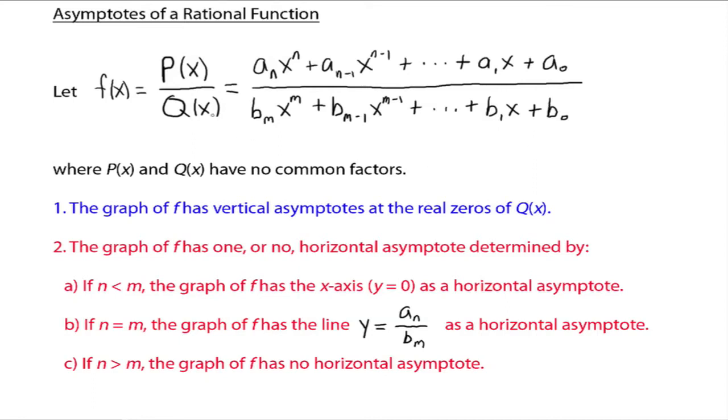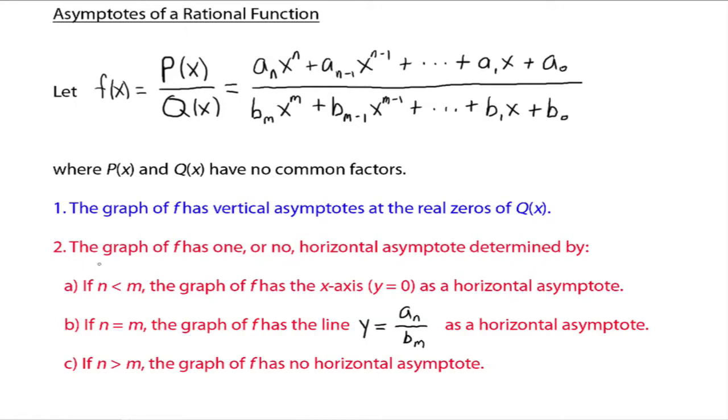Alright, so p of x and q of x, the numerator and the denominator, have no common factors. All that means is that the fraction is completely reduced. Before you apply 1 and 2 here, your rational function needs to be completely reduced. All right, so number 1, the graph of f has vertical asymptotes at the real zeros of q. Whatever real numbers make your denominator 0, they're going to have vertical asymptotes on the graph there. And that's because if it makes the denominator 0, then we can't use that x value. That was pretty easy to see.